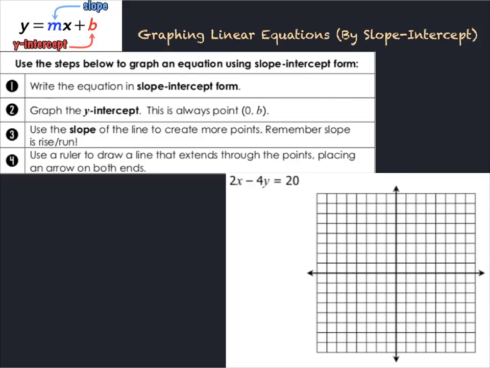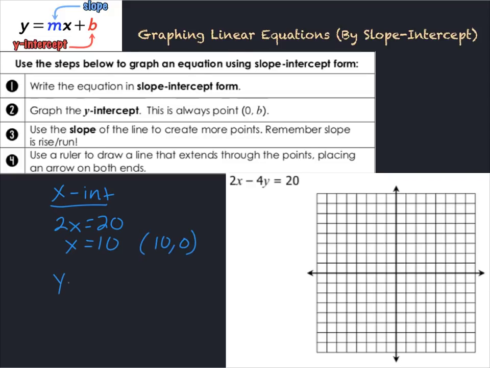So in this case, I'm not going to use slope-intercept form. What I'm going to do is just find my x and my y-intercept, right? So I'll do my x-intercept in blue. For my x-intercept, that means y has to be 0. So that would just be 2x equals 20. So what's my x-intercept? Well, it's going to be 10, or 10 comma 0.